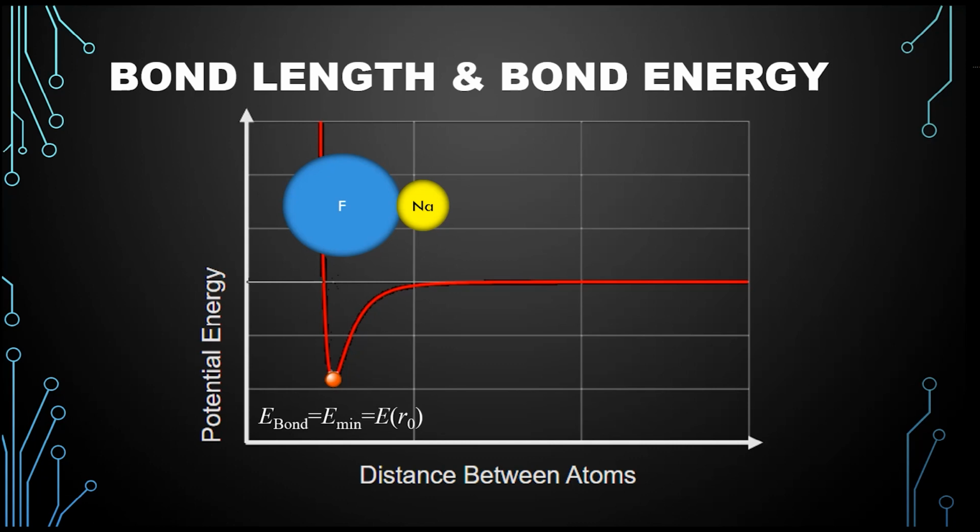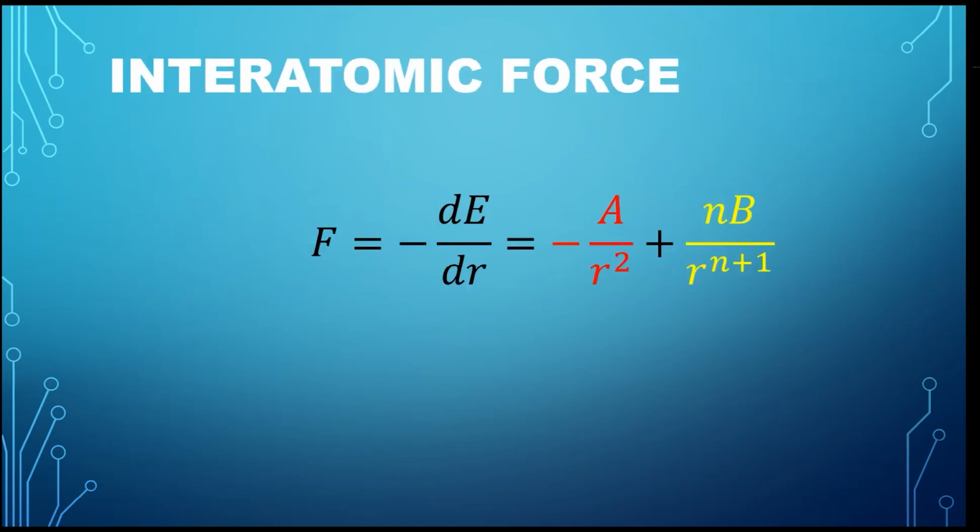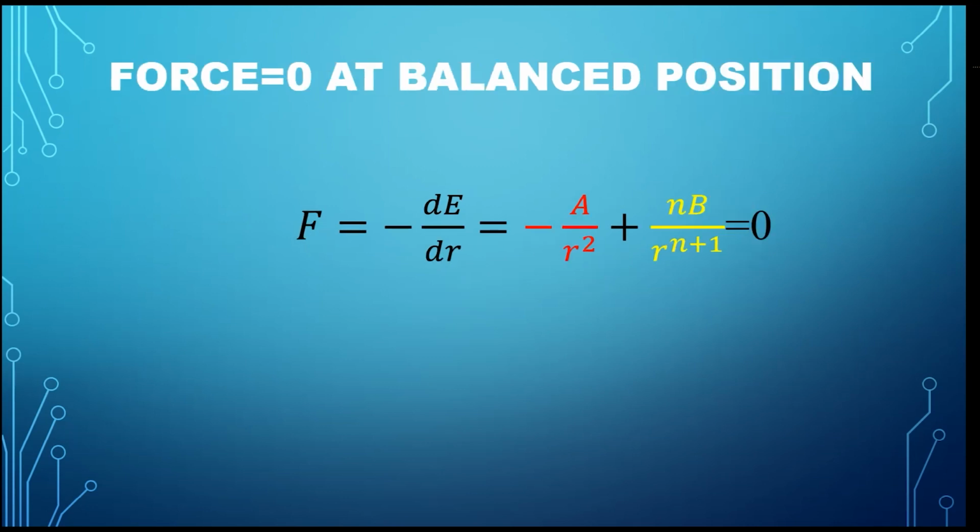To obtain the bond energy E bond and the bond length R naught, we will need to find the minimum point in this energy curve by setting the derivative to be zero. The derivative of E with respect to R is A divided by R squared minus nB divided by R to the n plus 1 order. Physically, the opposite of the energy derivative gives us the force exerted by this potential energy. To find the minimum energy point is equal to find the zero force point, so we set the force equal to zero, in order to find R naught and E bond.